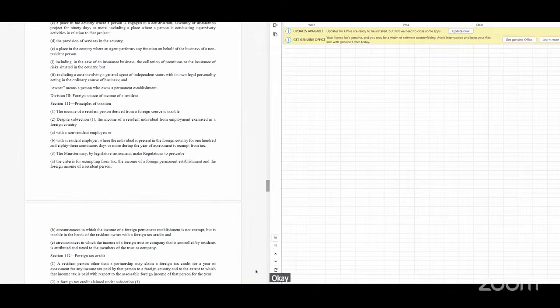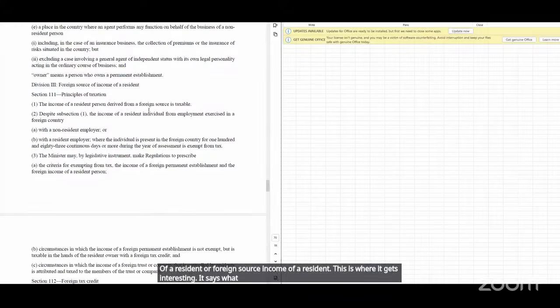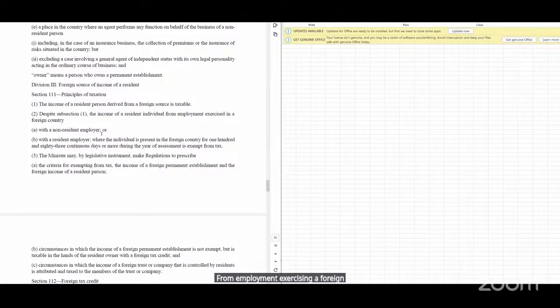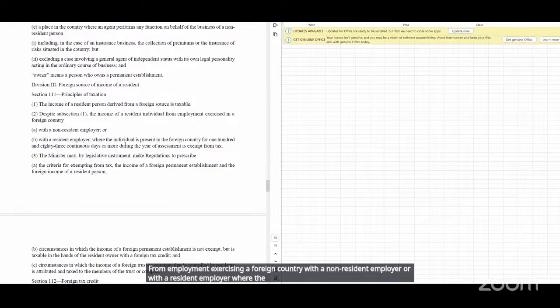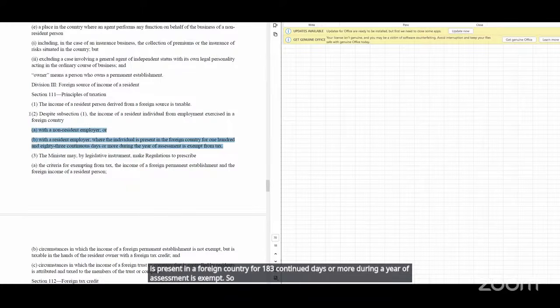Okay, section 111. Foreign source income of a resident. This is where it gets interesting. It says what? The income of a resident person derived from a foreign source is taxable. Despite subsection 1, the income of a resident individual from employment exercised in a foreign country with a non-resident employer or with a resident employer where the individual, are you getting it, is present in the foreign country for 183 continuous days or more during a year of assessment is exempt. So this is an exemption.